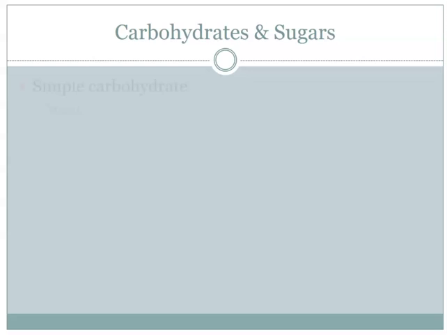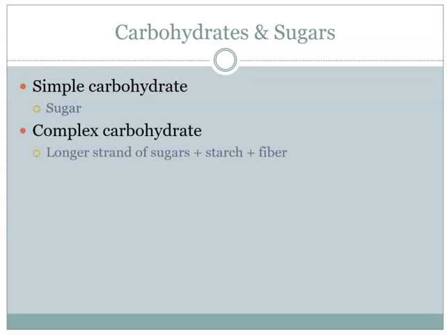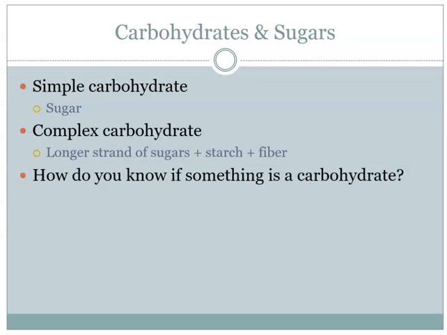So carbs and sugars. Simple carbohydrates are simply sugars within our body. Complex carbohydrates are a longer strand of sugar plus a starch plus a fiber going through our body. That fiber allows it to go through our body much slower, so we're able to absorb the nutrients not right away all at one time. Sometimes that fiber goes through our body unchanged, but it's allowing things to be processed much slower.